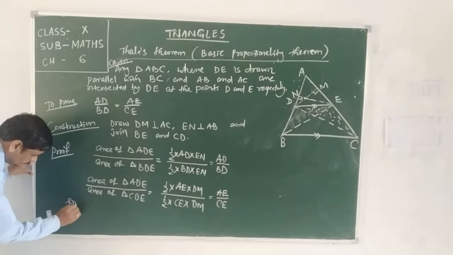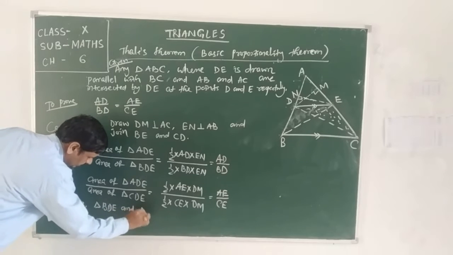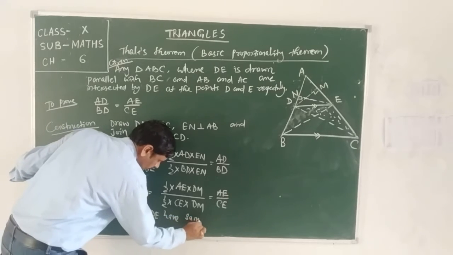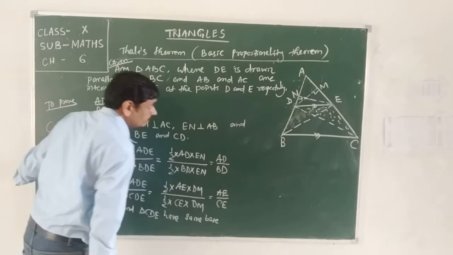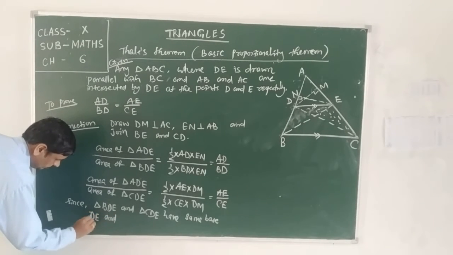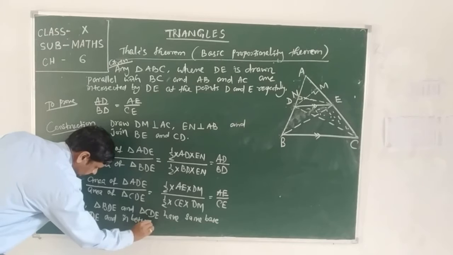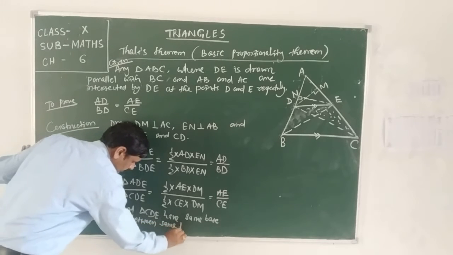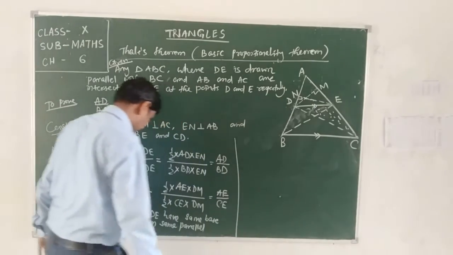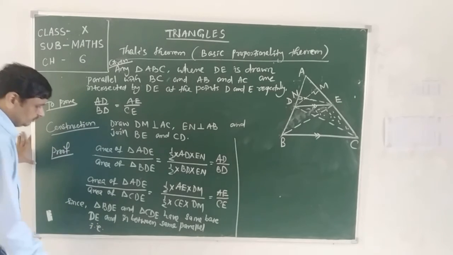Since triangle BDE and triangle CDE have the same base DE and are in between the same parallels, that is DE parallel with BC.